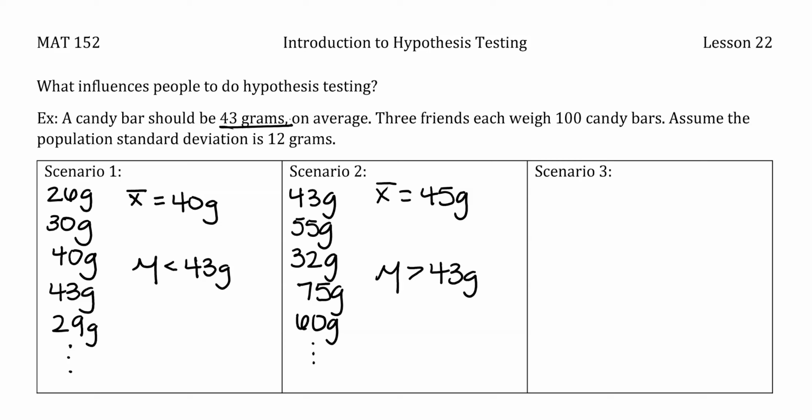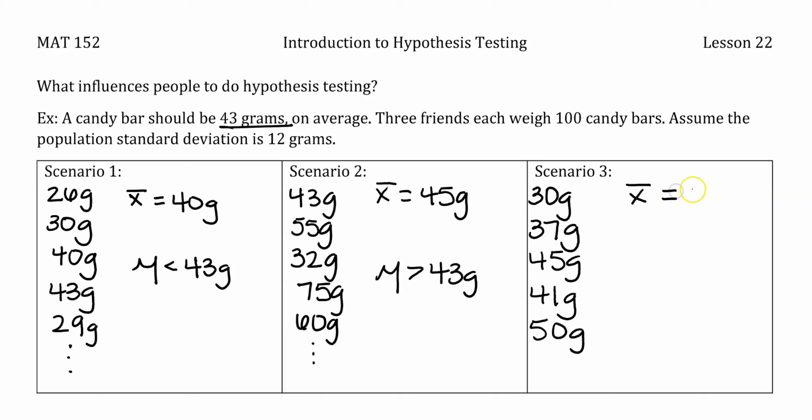Then the last friend starts weighing their candy bars, and they get one that weighs 30 grams, 37 grams, 45 grams, 41 grams, and then 50 grams. They say, well, I have some that are below the 43 grams. I have some that are above the 43 grams. I'm not really sure what the population mean is. My sample mean came out to be 42 grams.